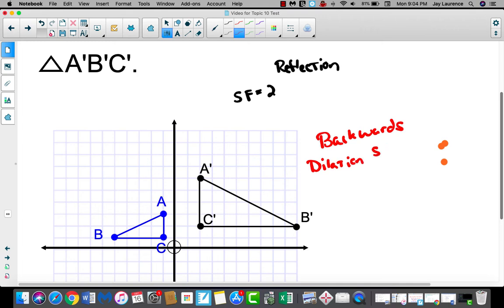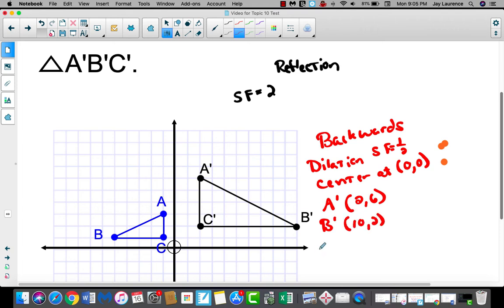Okay? I'm going to use a scale factor of 1/2 because I'm going big to small, and I'm going to center it at the origin. And so when I center at the origin, that means that A prime is at 2, 1, 2, 3, 4, 5, 6, so 2, 6, right? B prime is at 10, 2, and C prime is at 2, 2.